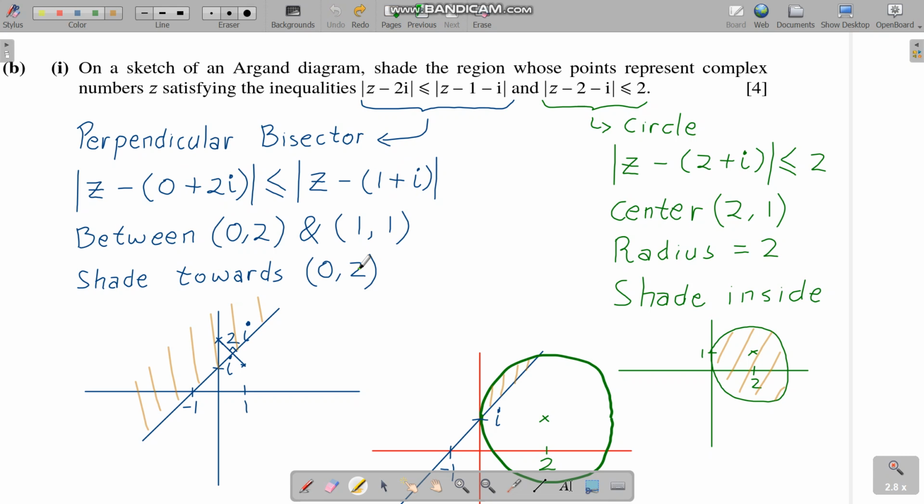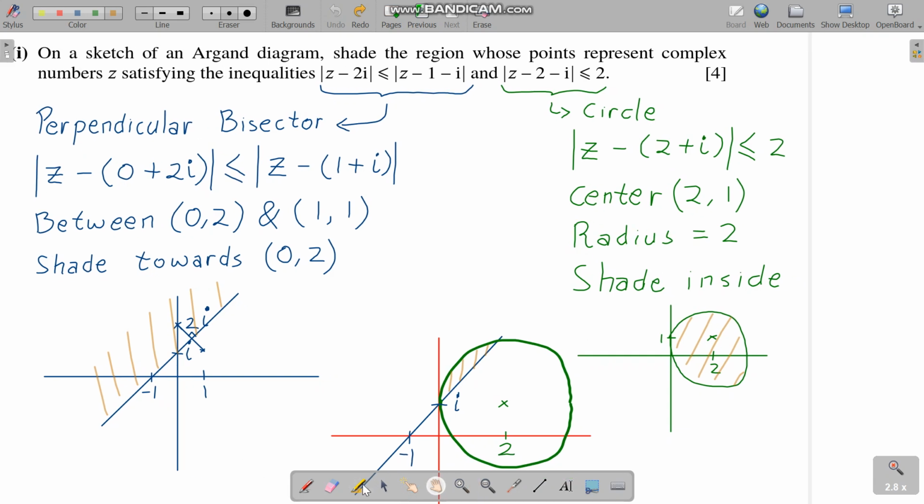So this is the sketch. 0, 2 is this point here, 1, 1 is around here. The perpendicular bisector means it goes through the midpoint of these 2 points, and it's perpendicular. So this would be the perpendicular bisector line. We shade towards 0, 2. When we draw the perpendicular bisector, we need to label the x-intercept and y-intercept. Okay, so that's for the perpendicular bisector.